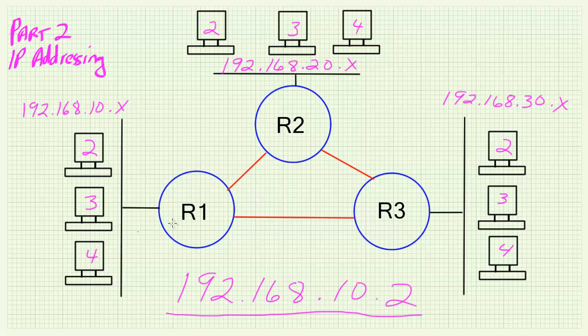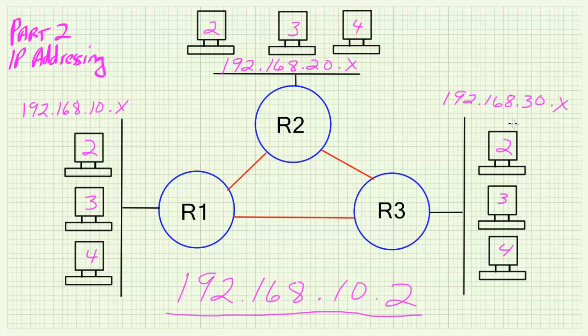So just know that that .x is going to be replaced with a .2, .3, and .4 for each of the workstations. And you can look up here at location 2, and you can see that I've written it out in a similar way, 192.168.20.x, and that would be interpreted as having this first workstation with an IP address of 192.168.20.2. The next one would be 192.168.20.3 and 192.168.20.4. And then we've got exactly the same thing going on over here at location number 3 on the other side.